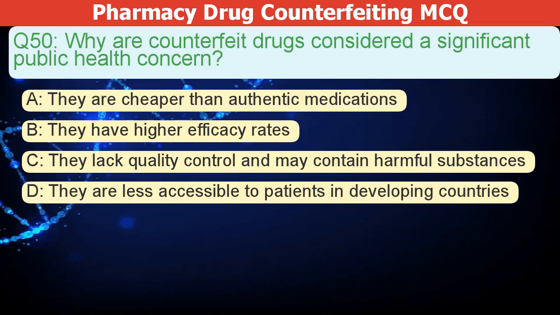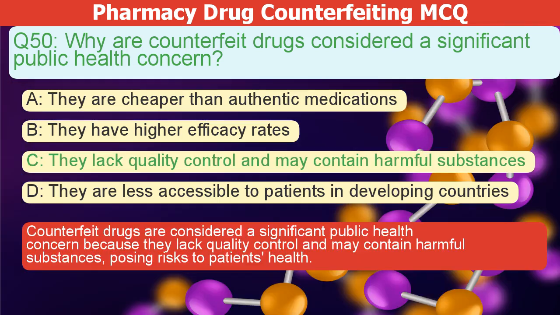Why are counterfeit drugs a significant public health concern? A. They are cheaper than authentic medications. B. They have higher efficacy rates. C. They lack quality control and may contain harmful substances. D. They are less accessible to patients in developing countries. The correct answer is C. Counterfeit drugs are a significant public health concern. They lack quality control and may contain harmful substances. This poses risks to patients' health.